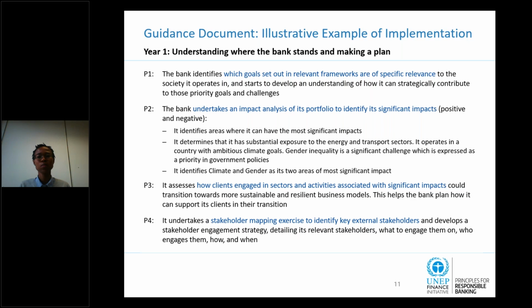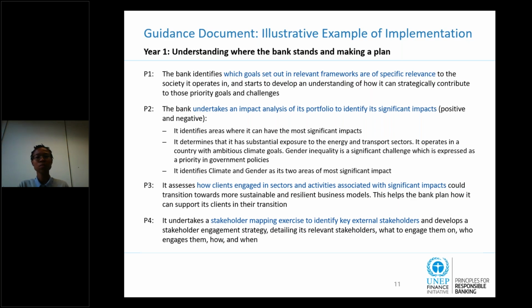So in this example, this mythical bank has realised that it's got a substantial exposure to the energy and transport sectors. And it's also in a country that's got really ambitious national climate goals. And it's also recognised that gender inequality is a very significant challenge, and the government has identified that as a priority as well. So then again, another example of a national priority. Of course, it reflects a goal within the Sustainable Development Goals as well. So this mythical bank is identifying climate and gender as its two areas of most significant impact, given how they relate to the SDGs, but also within that nation as well.